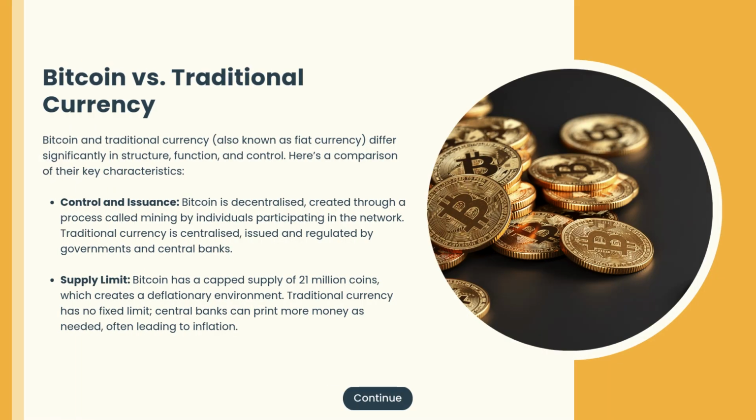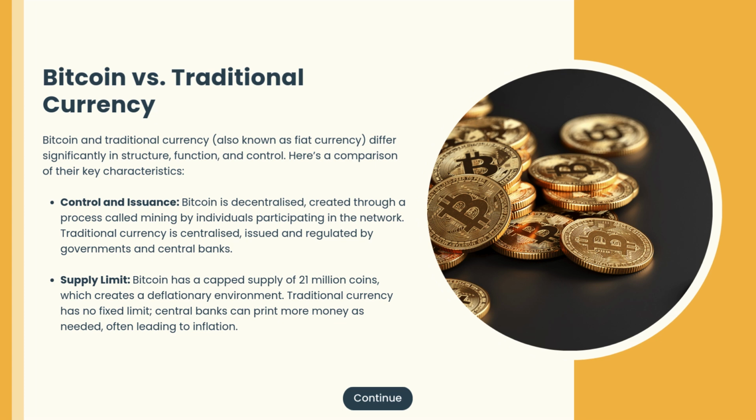Bitcoin versus traditional currency. Bitcoin and traditional currency, also known as fiat currency, differ significantly in structure, function, and control. Here's a comparison of their key characteristics. Control and issuance. Bitcoin is decentralized, created through a process called mining, by individuals participating in the network. Traditional currency is centralized, issued and regulated by governments and central banks.